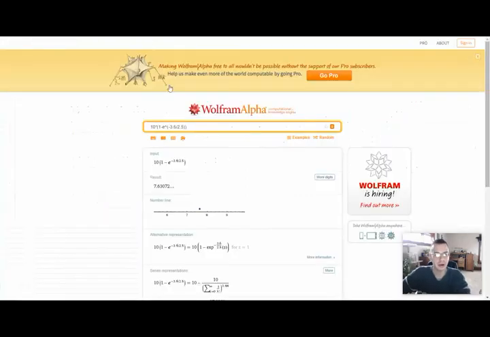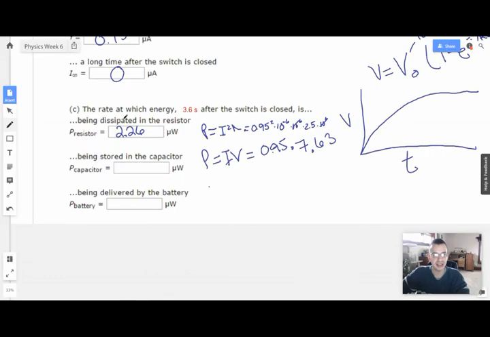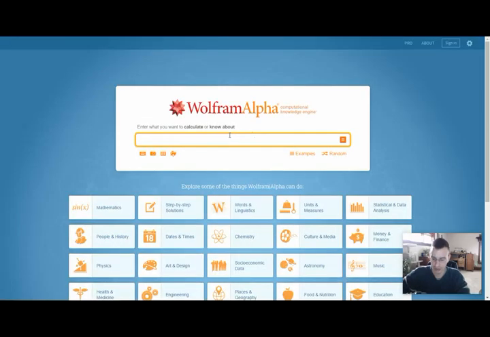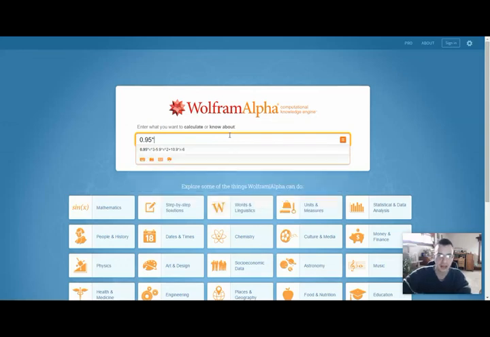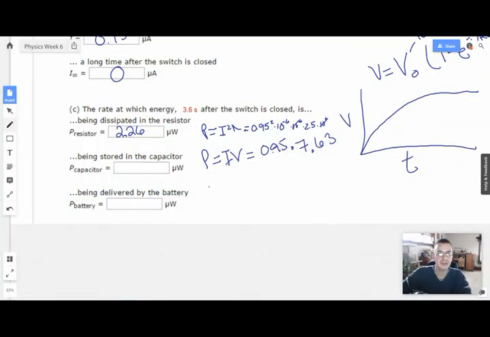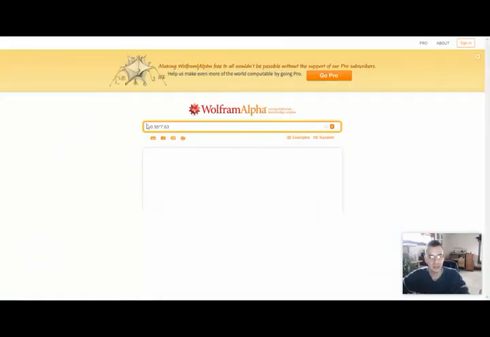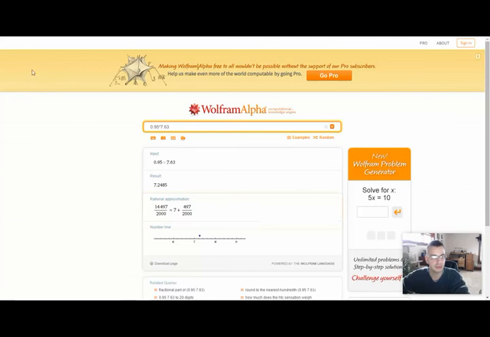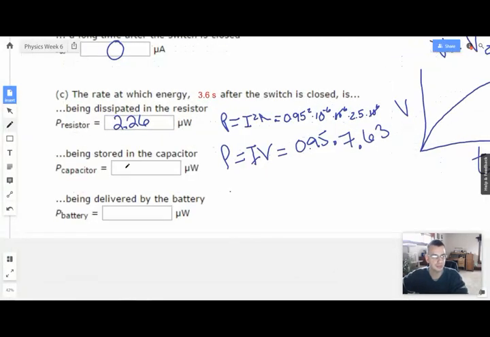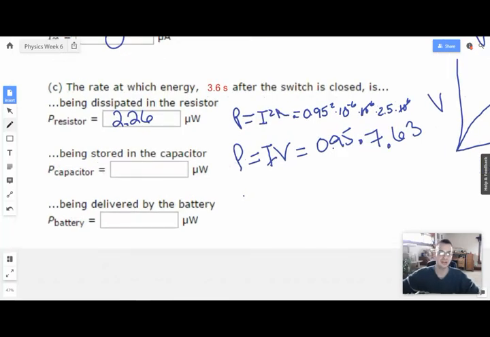7.63. I'm going to open up another link just to save the data I have. 0.95 times 7.63, and then we're going to get 7.25. Now at this point I've completely lost where the units are supposed to be. I think there's supposed to be a micro there, so micro times normal volts. So I'm going to say that we have 7.25.